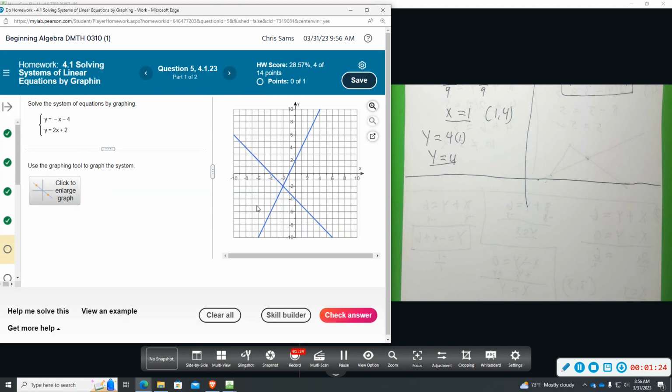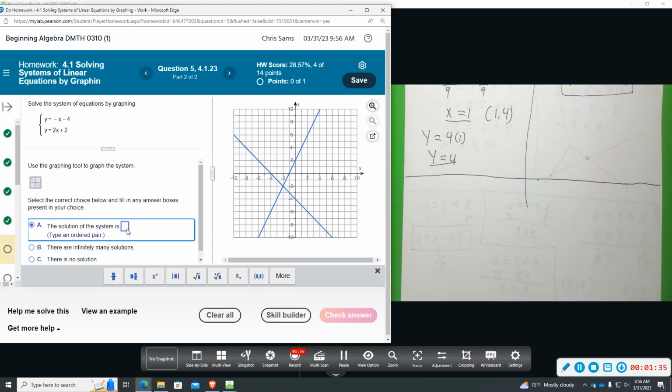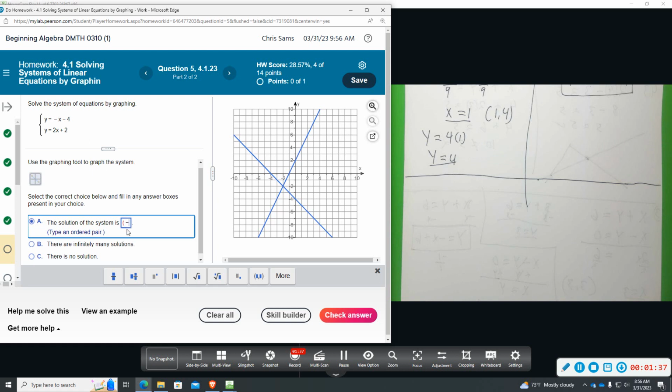and save it. So we can see where these two lines intersect. It is -2 for x, -2 for y. So we graph them, and then we tell the ordered pair. -2, comma, -2.